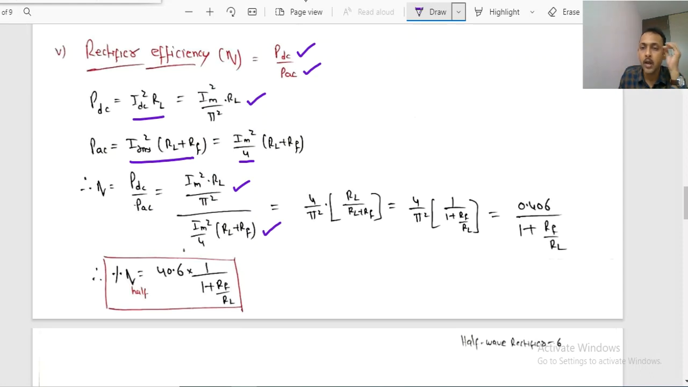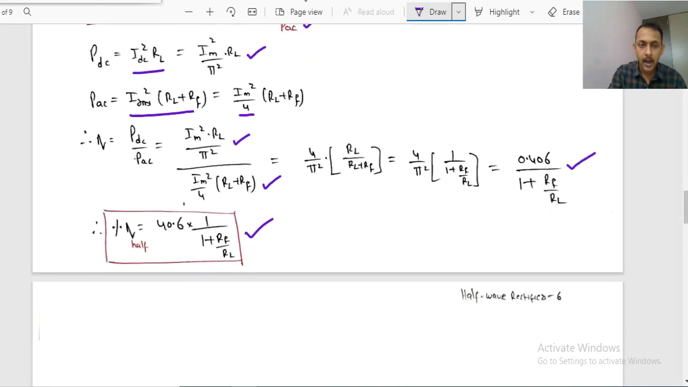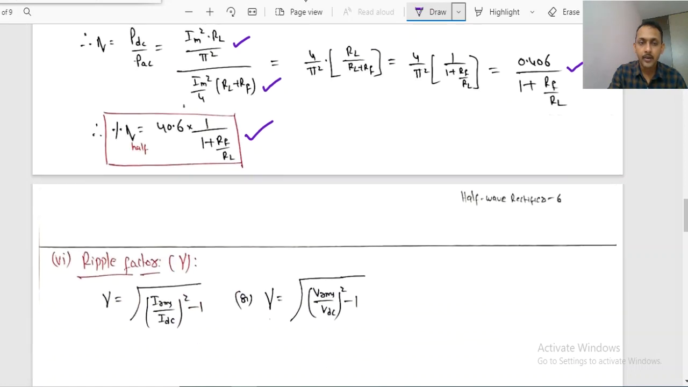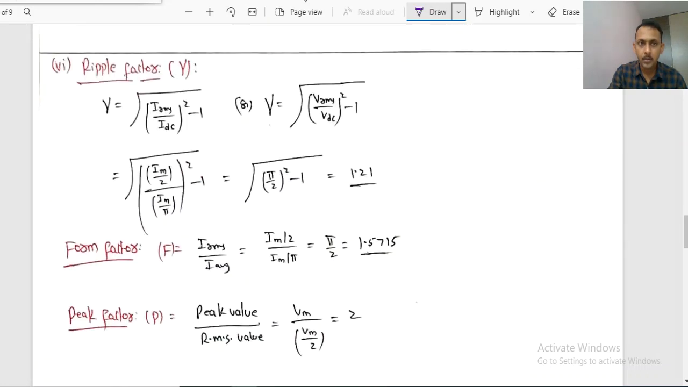So if you take RL common and substitute the pi value in 4 by pi square, we will get 0.406 whole divided by 1 plus RF by RL. So the efficiency in terms of percentage will be 40.6 into 1 divided by 1 plus RF by RL. So this is the efficiency of a half wave rectifier. Clear? Right.